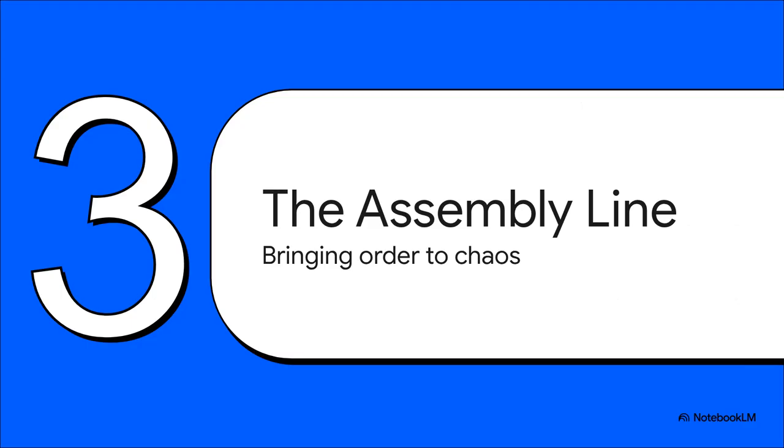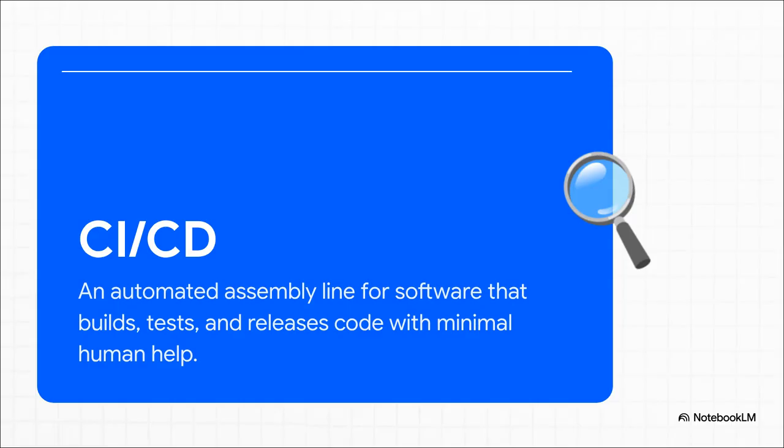So how do we fix all this? Well, it's simple. We get rid of the artisan's workshop and we build a modern factory instead. We build an assembly line for our software. And this is exactly what CI/CD is. It stands for continuous integration and continuous deployment. And all that fancy term really means is creating a fully automated path that takes code from a developer's computer all the way to your users, with quality checks baked in at every single step.